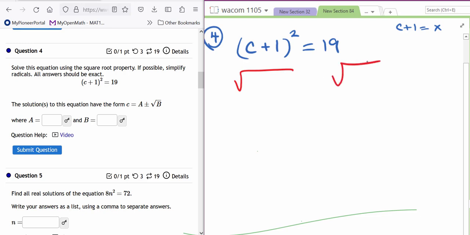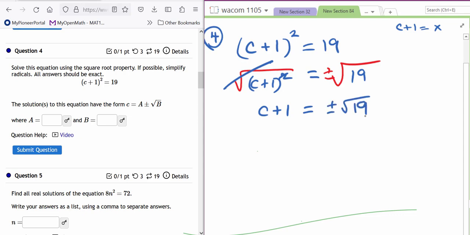different. Over here we get plus and minus. C plus 1 squared, and 19 here. The radical and the exponent cancel each other. So you have c plus 1 equals plus or minus square root of 19. 19 is a prime, so the radical's not going to simplify. You have one more step to do. You want just c, so you need to get rid of this 1.